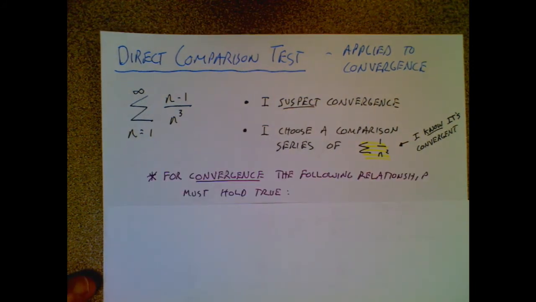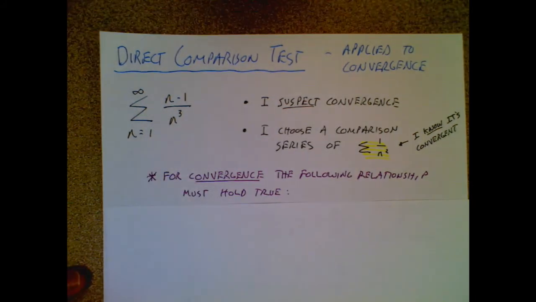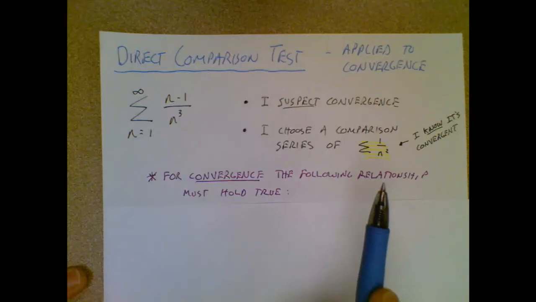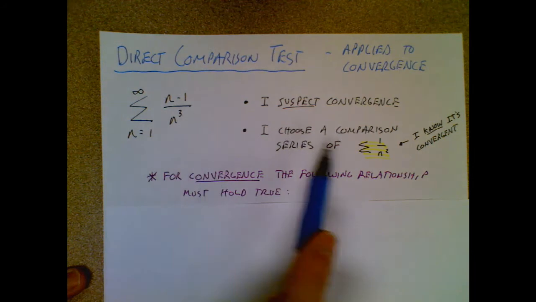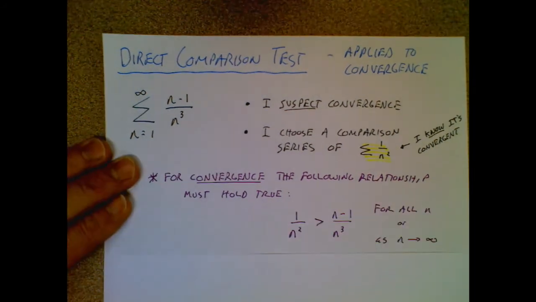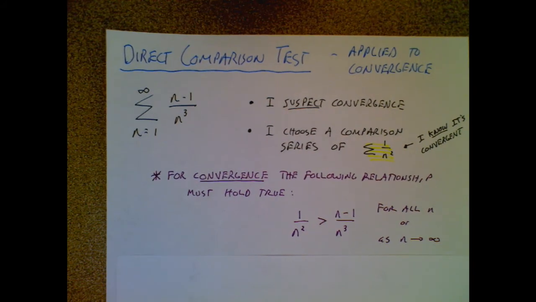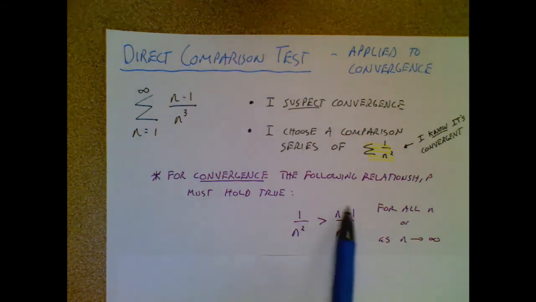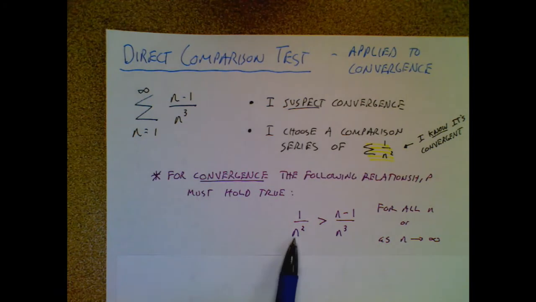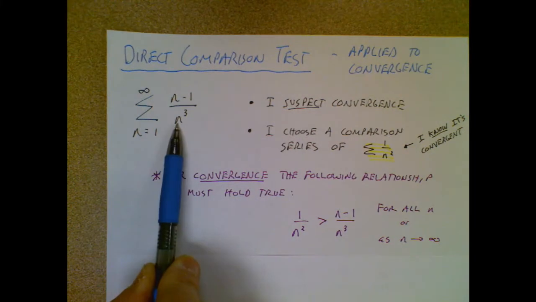But as you've heard in many commercials, wait, there's more. Not only do you have to thoughtfully choose your comparison series like I had already gone over, but there's one other thing, and it's a very important thing. The following relationship is going to have to hold true between these two series. If I'm suspecting convergence, as n approaches infinity, or for all n, I need to have this relationship hold true. Each individual term in this one has to be greater than each individual term in that one.